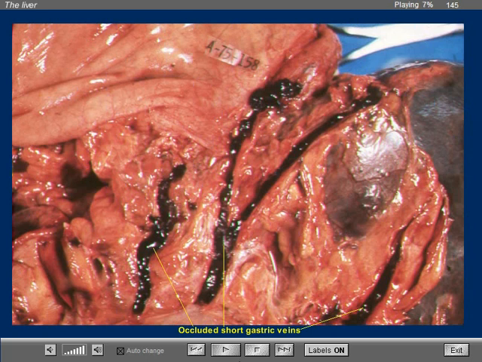This patient died as a result of liver failure, and at postmortem examination, we were able to demonstrate the persistent obliteration of veins X, Y, and Z that supplied the fundus of the stomach and the distal esophagus. The specimen shows a cast of these vessels.